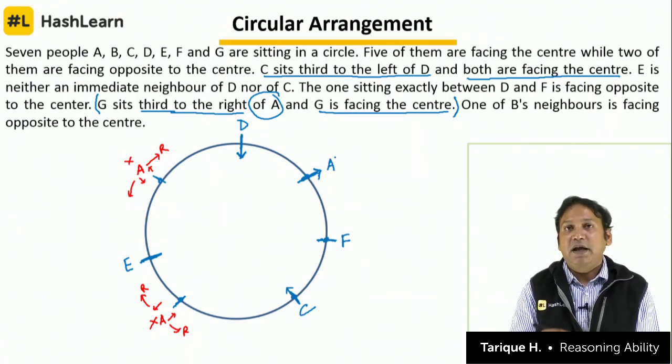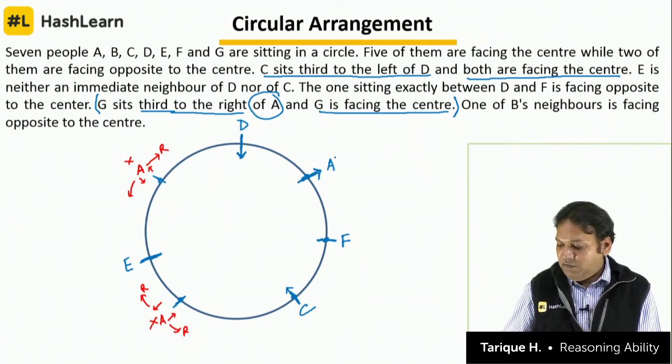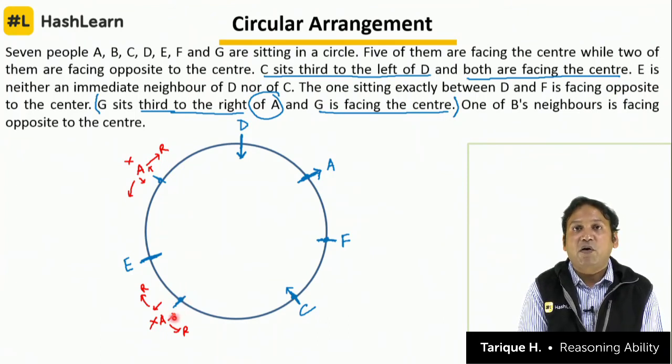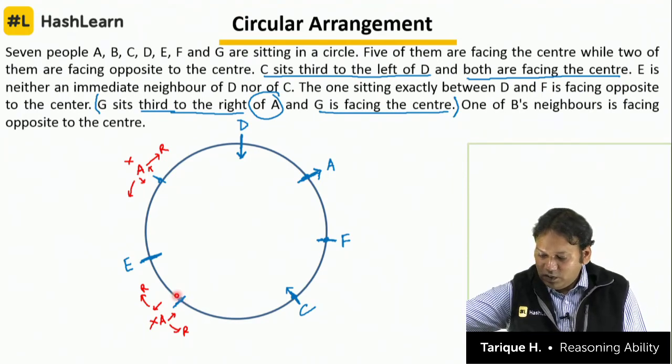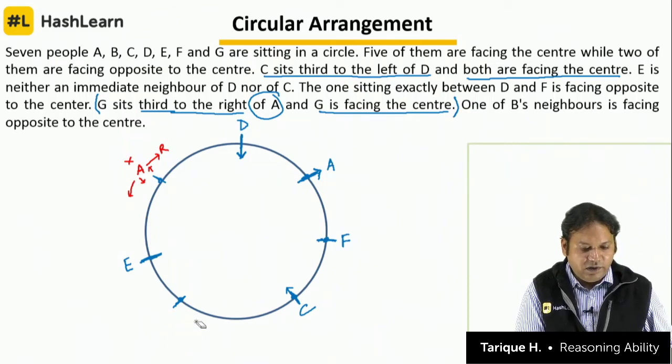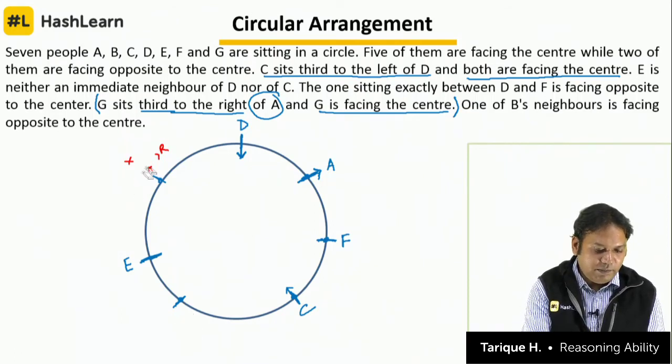A is facing away from the center, and if you look at the position from A, first right, second right, third right, this has to be the position for G. So now we have finally found out the position of G in this particular question set. So what we will do, we will just erase this so that it becomes clear and it is not difficult for you to understand what is happening.